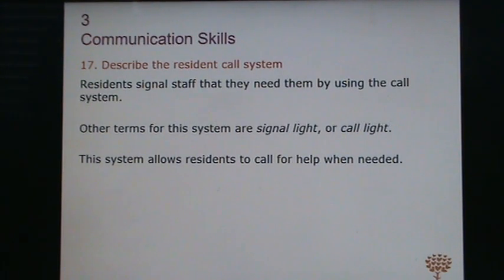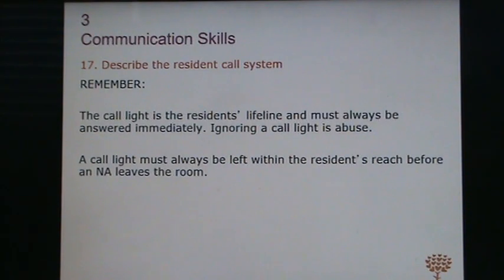You also have to know that the resident's call light in their room is one of the most important ways they can reach you for help. So make sure the call light is working. Never, ever take the call light away from the residents. That will be against the law. I mean, what if they were about to fall and they're hanging out of the bed, but they can't call for help. And before you know it, they're on the floor and they've had a fracture or other injuries. So be very careful with that.